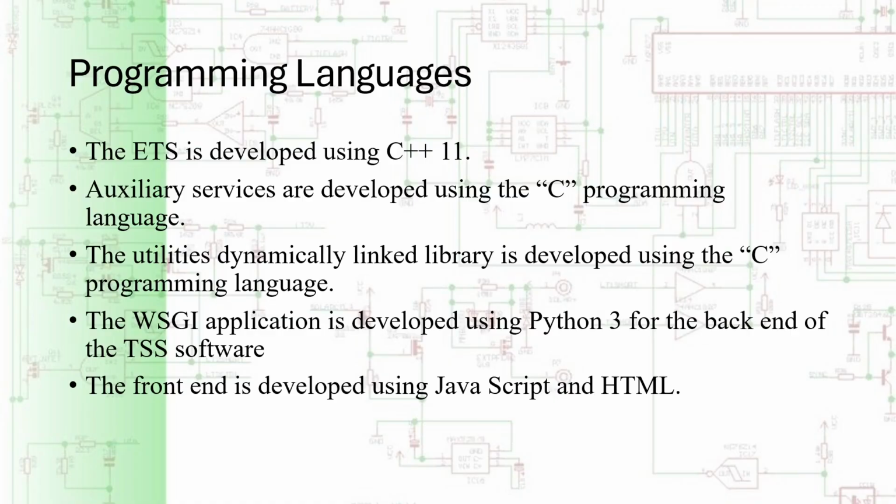Programming languages that are being used here, obviously the very first one is C++, more specifically C++11. My custom utilities library is developed in C, and the shared memory server is developed in C, and the manual utility, the client utility for shared memory, is also developed in C. The Whiskey application is in Python 3 for the back end, and for the front end I'm using JavaScript and HTML.